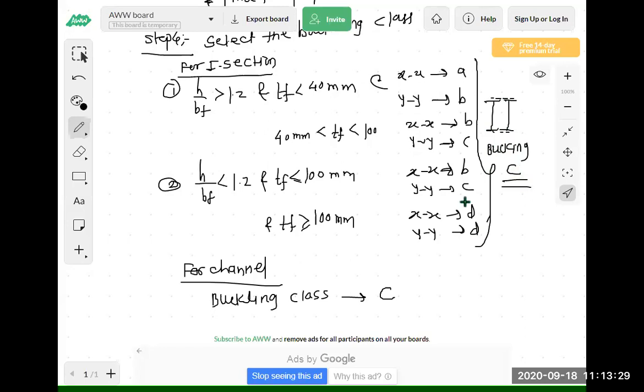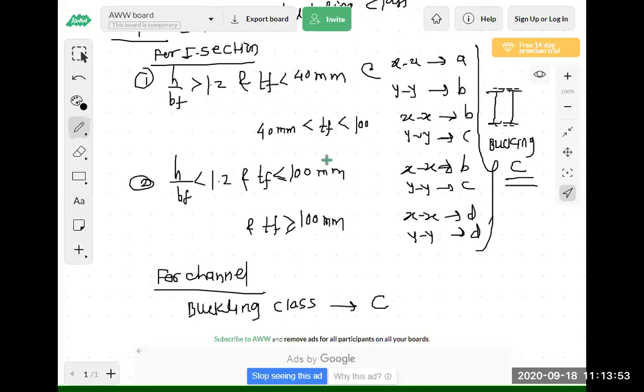So see the last on page number 44, see the last column, last row. They have given their built up column. So for built up I section also we are using the C buckling class. Whatever we have written, this is for single I section, but the buckling class for built up I section is again C.